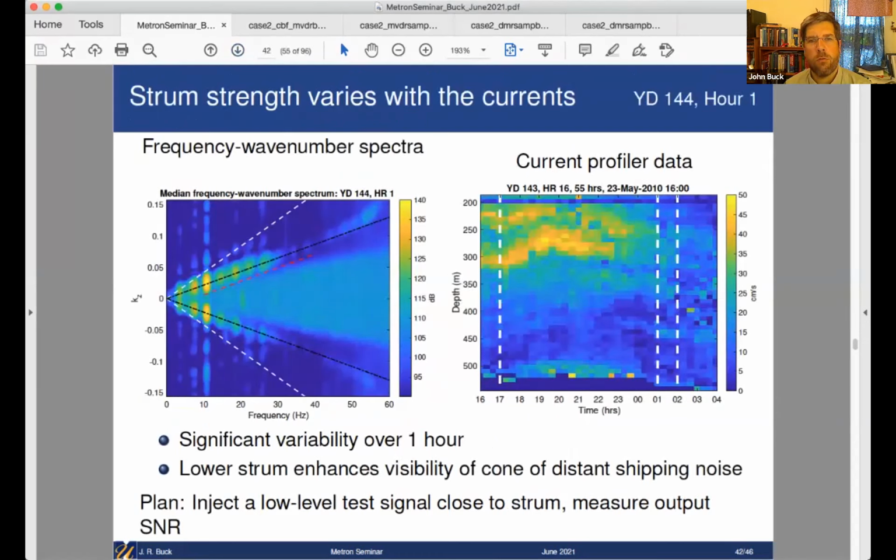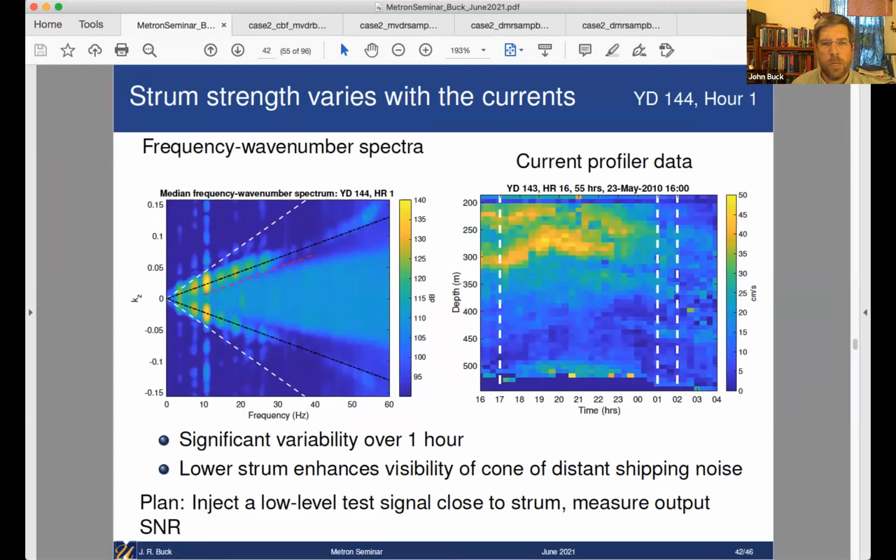The thing that made the strum challenging is that it varies with the current over time. This right panel shows a sequence of about 12 hours. This is a depth versus current profile, so the color in this right plot is the current in centimeters per second. Initially there are some very strong currents at depth due to the tides, but we're going to focus a lot on this interval here because this was very challenging. As the currents died down, the strum was changing a lot with time as it relaxed in these last gasps of tidal current that are showing up here.